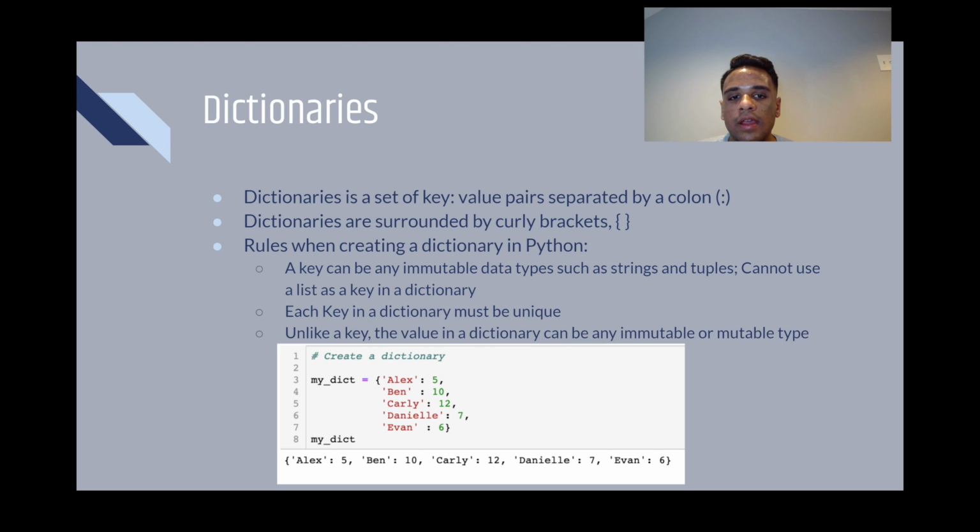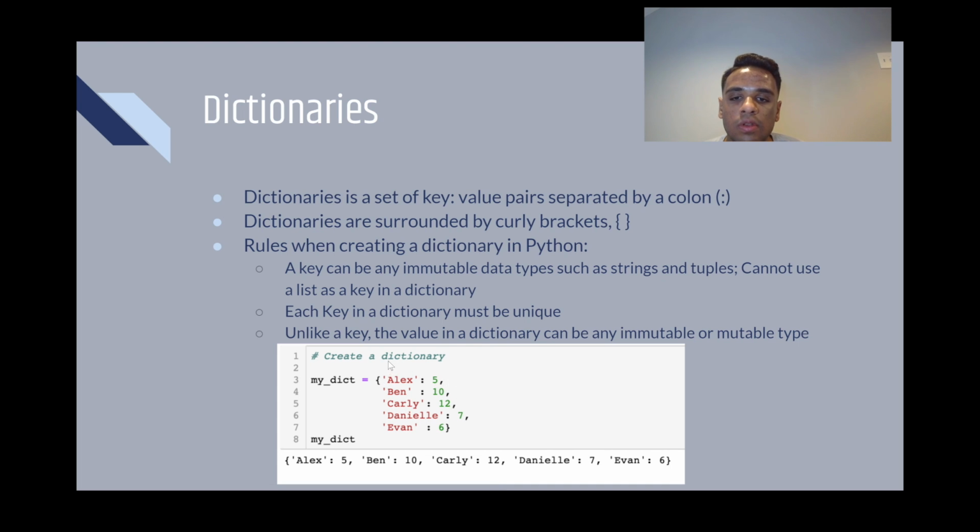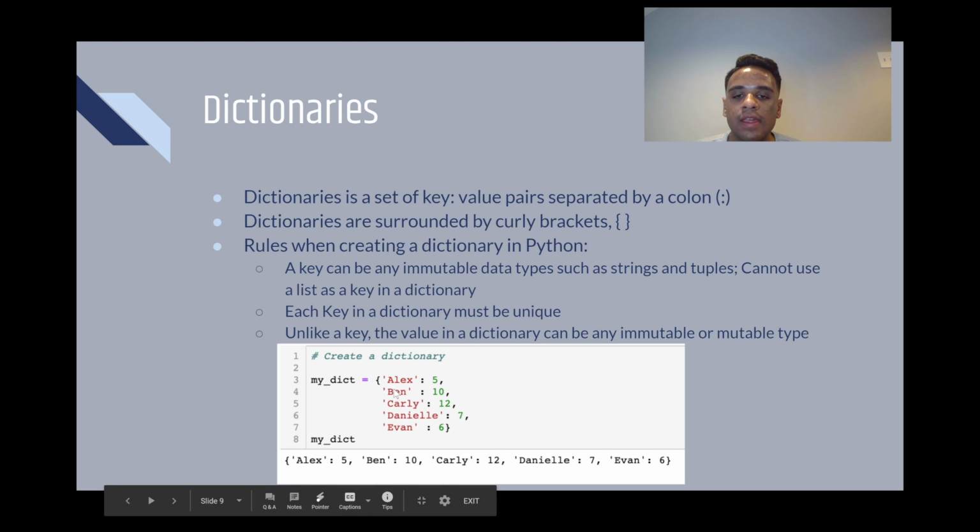And unlike the key, the value in the dictionary can be any immutable or mutable type. So you could use a list as a value, but you cannot use a list as a key. And remember, keys are always the left side. This is the key, colon, value. So Alex, right here for example, Alex is the key. The value is 5. Ben is the key. The value is 10, and so forth.